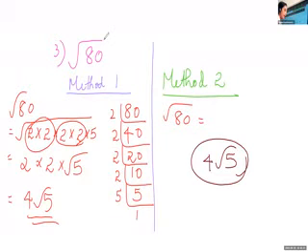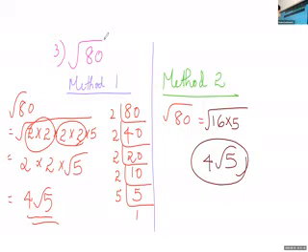First method, are you familiar? Is it clear for you? Yes, ma'am. Now you study this method also. From the first method, you know that it is 4 root 5. And write the square of 4. What is the square of 4? That means 4 into 4. 16. So root 80 is 16 into 5, with 5 inside the square root.